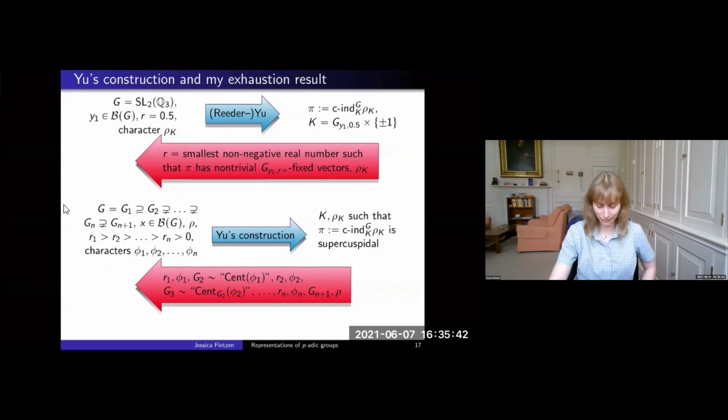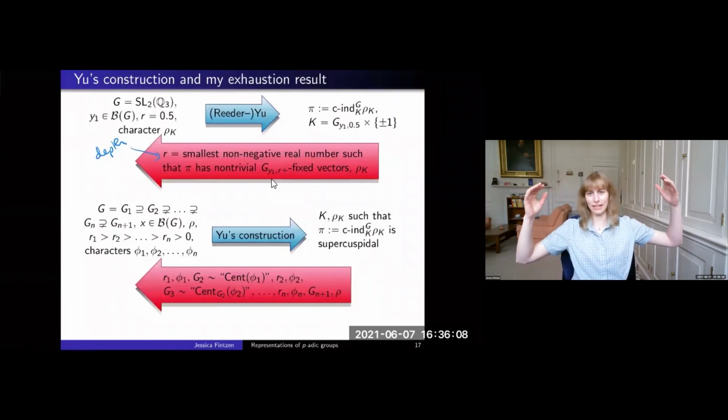So the depth is actually defined by precisely this condition here. I said R in general, if you start with the representation pi, is the smallest non-negative real number such that the representation has some fixed vector under the filtration subgroup of depth R plus, and that's actually the depth. So this here is the depth. You have the filtration that I indicated on a previous slide, for example the congruence filtration, and you just check how far you go down in the filtration until you have some vector that's fixed by this filtration subgroup. And that's then the depth. You do this for all points in the building and take the minimum. Okay. That's an excellent question.